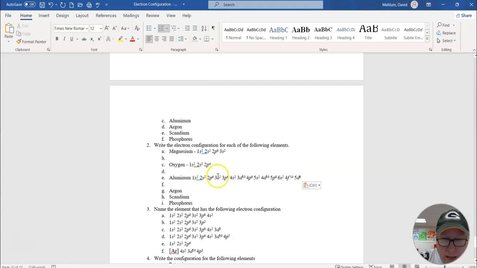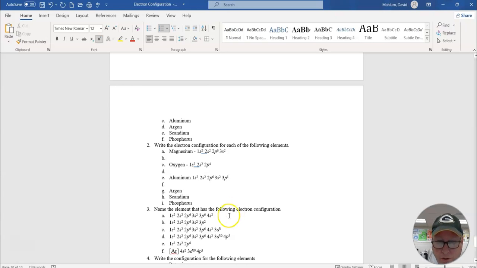2, 4, 10, 11, 12. The 13th electron is going to be in that 3p6 area. But I don't need all 6 of them. I only need 1. Because right now when I add these up, 2 plus 2 plus 2 is 6, plus 6 is 12, and the 1 is 13. So that's a really super easy way to figure out what an electron configuration is when you have to do that on a test or a quiz.